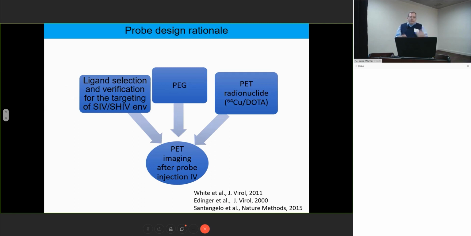pegylated. And in the Nature Methods paper that was published a few years ago, we showed that you could administer it up to 3 times before we saw any immune responses, any anti-antibody responses. In this case, we used DOTA along with copper-64 in order to label the antibody. This was, I'll admit, kind of crude, but at the same time, we wanted to see whether this was a viable approach for imaging SIV.